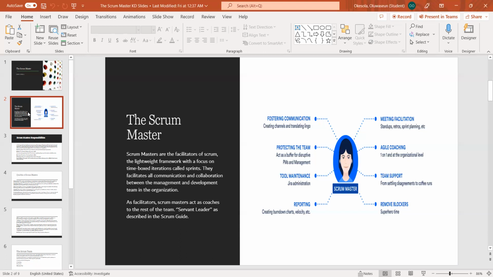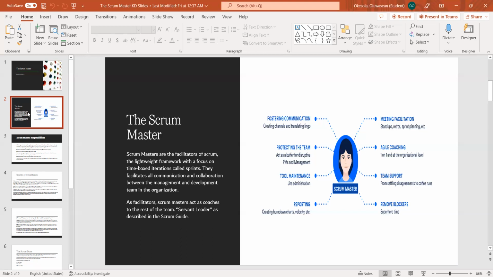Next, it says team support. The Scrum Master supports the team when they have disagreements. Yes, from settling disagreements to coffee runs. Basically, I don't think coffee run should be in this. You don't do a coffee run for the team. But of course, on a more serious note, you support the team when they have disagreements. You are there to ensure that there is conflict resolution. You tend to identify the big elephant in the room. You just support the team basically for everything and anything they need to be successful in delivering value, right?